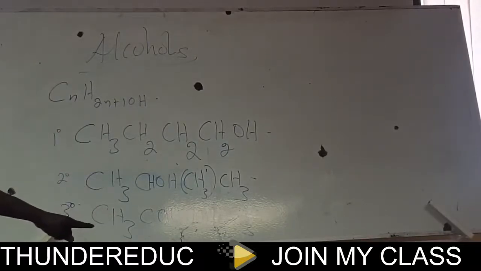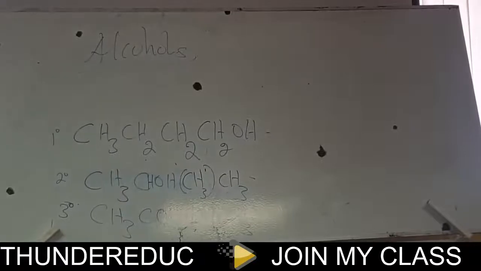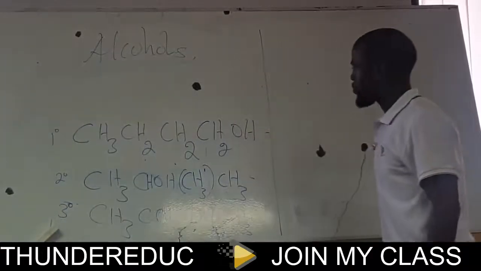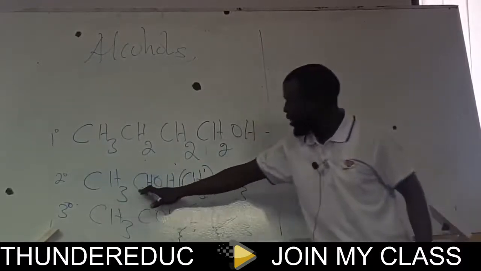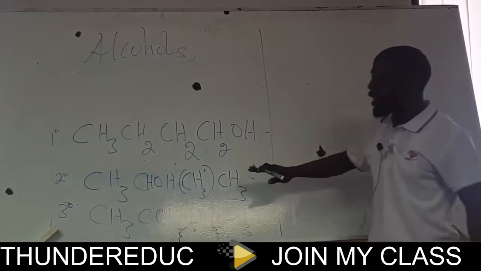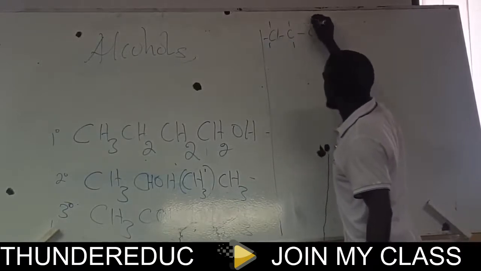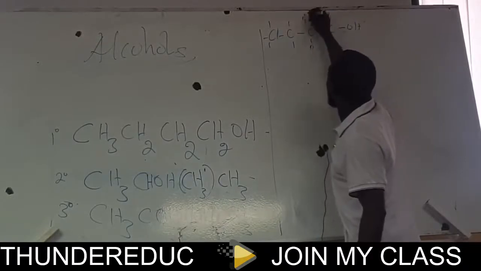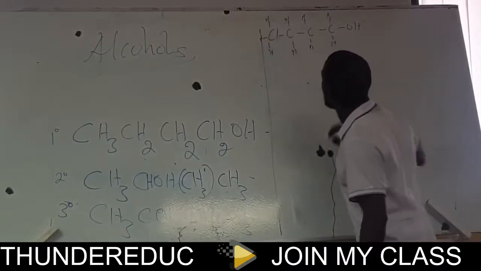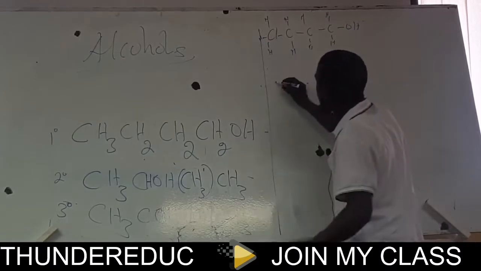Now, let me draw it there. I expand it so that you see it clearly. Why am I saying primary, secondary, and tertiary? We can bring it like this. This one is simple, everything is fine, the OH is at the end. But here, this is where I want. Let me write them out so that you don't say I didn't write them. Even students, when they want a shortcut, will do the same thing in the exam.